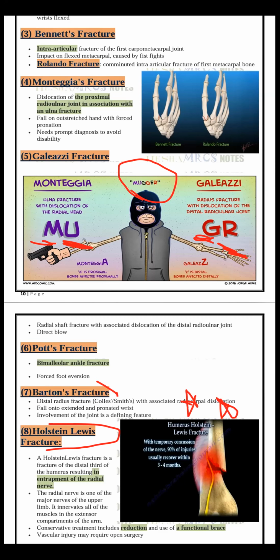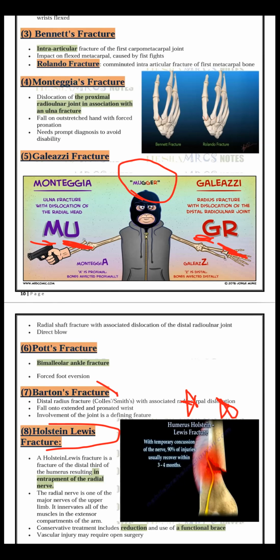Fracture of the distal humerus. Take care, you will have entrapment of the radial nerve. So fracture of the distal humerus causing entrapment of the radial nerve. The radial nerve, by the way, is supplying the extensor compartment of your forearm and acting also at the level of the elbow and wrist joint.